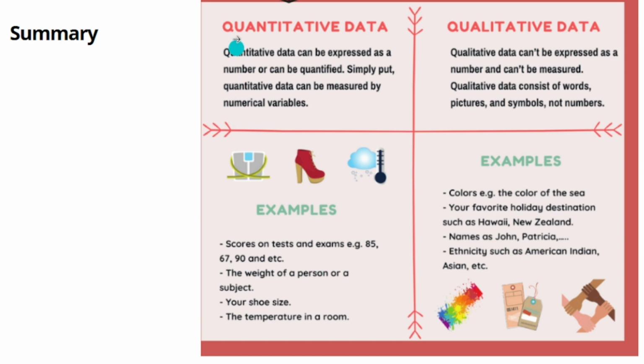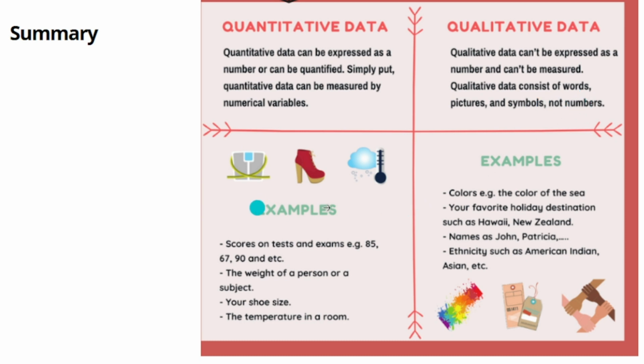So what is the main difference between quantitative data and qualitative data? Quantitative data are numeric in nature and can be quantified. So your quantitative data can be measured as a numerical variable, whereas qualitative data cannot be expressed in terms of numbers, so it cannot be measured. Qualitative data consists of words, pictures and symbols, and they are no longer represented in terms of numbers.